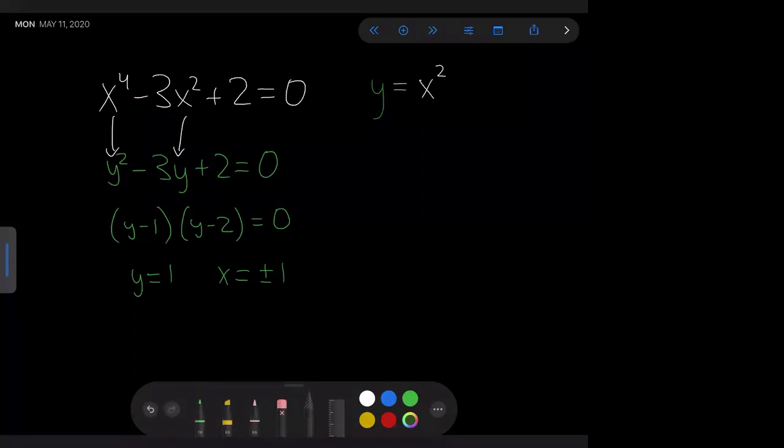So y squared minus 3y plus 2 equals 0. Now this, you can use the quadratic formula. If you know how to factor, you can also do that, and you'll get that y equals 1 and y equals 2.